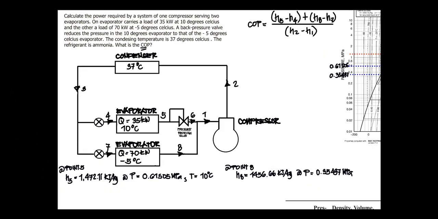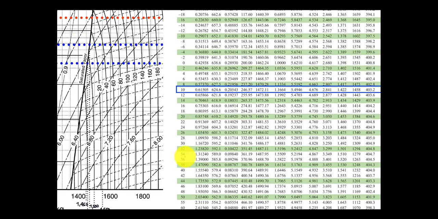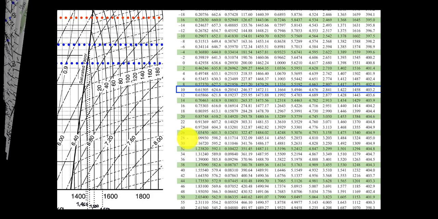Now let's go to the condenser. So we have the temperature of 37 degrees Celsius. Now looking to the properties table, we don't have the actual value for 34 and the actual value for 37 degrees. So from here we need to interpolate the values.